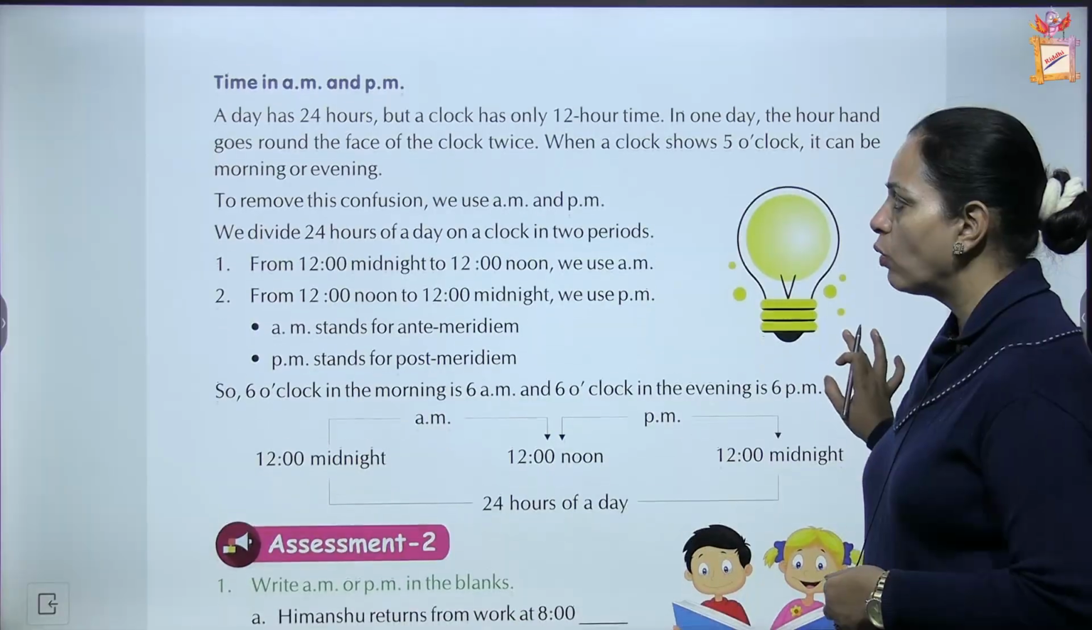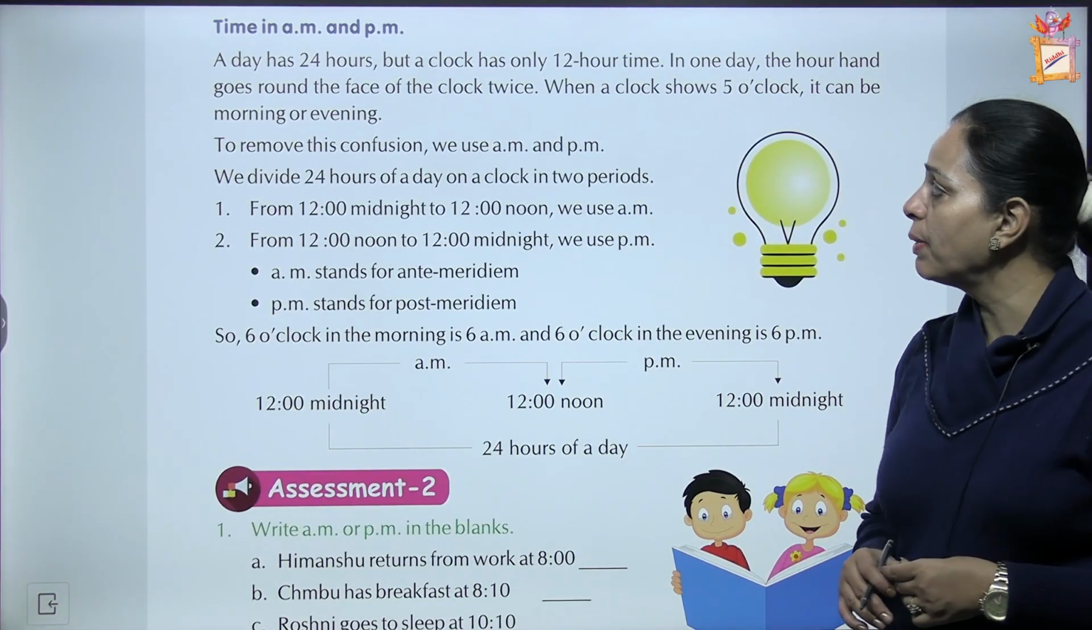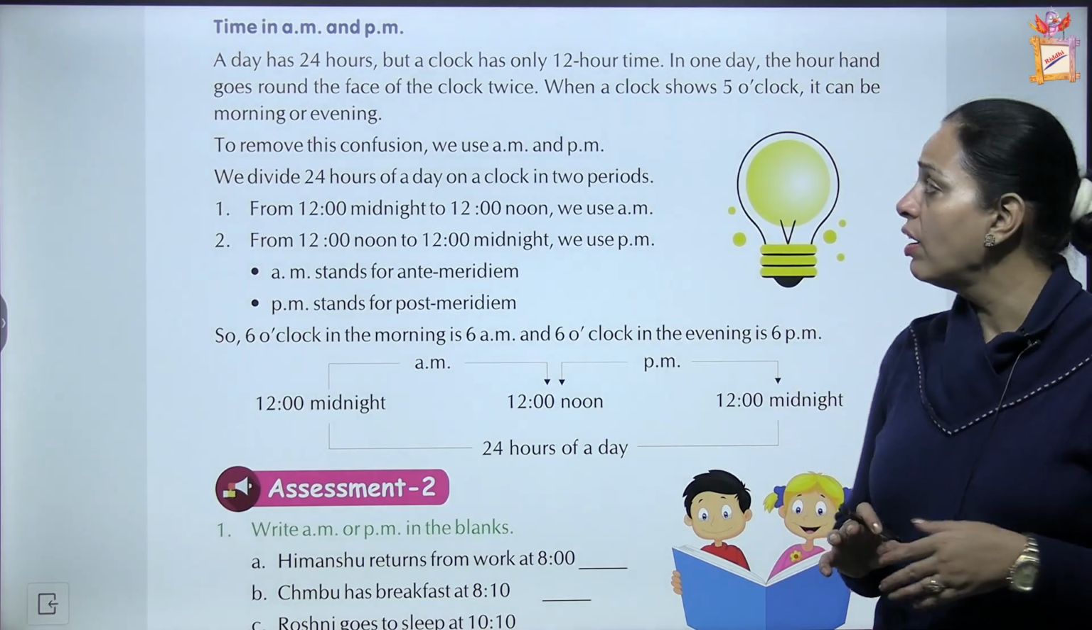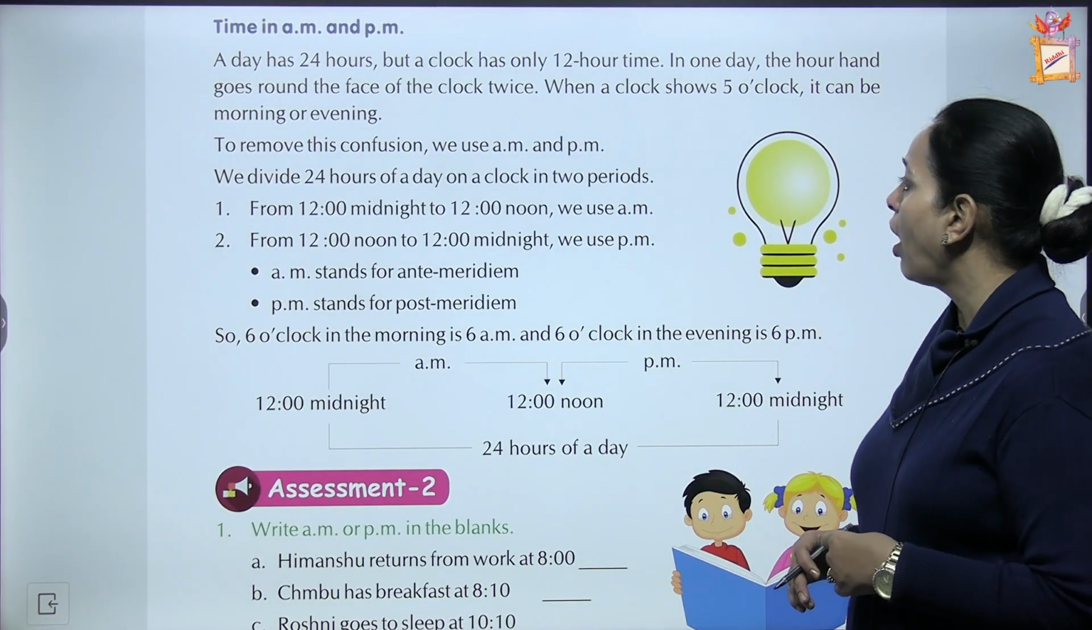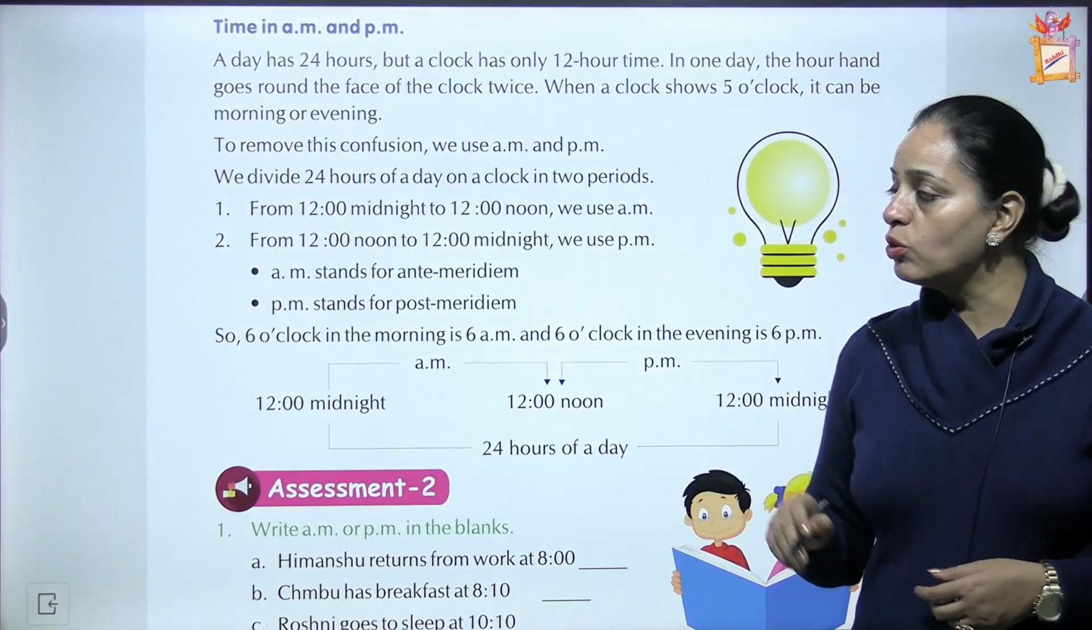Now we are talking about time in AM and PM. A day has 24 hours, but a clock has only 12-hour time. In one day, the hour hand goes round the face of the clock twice, 2 times.